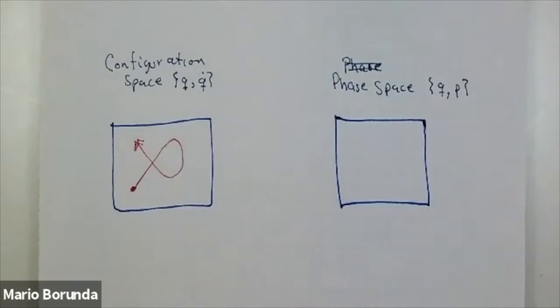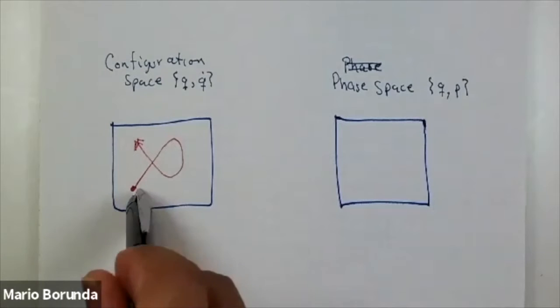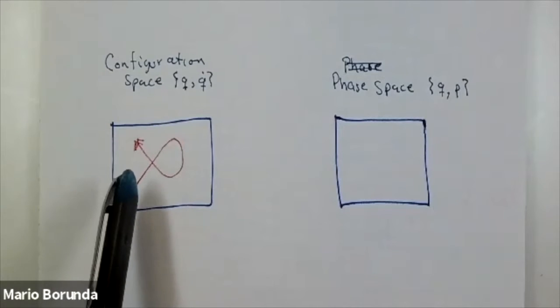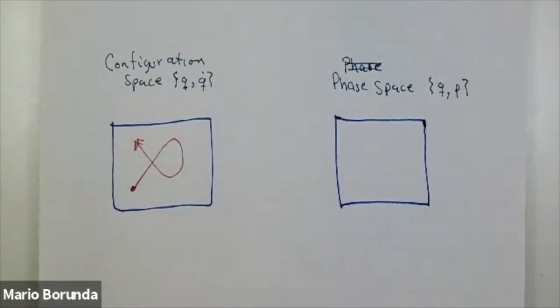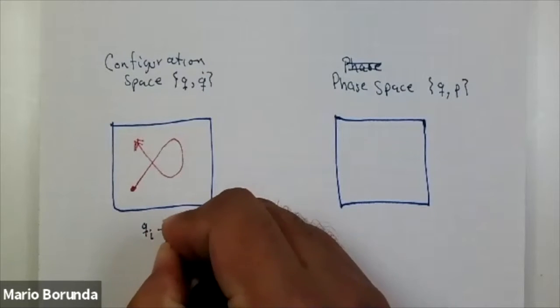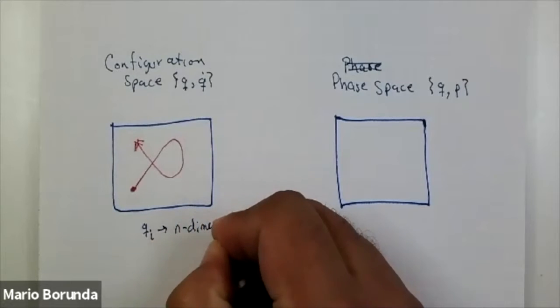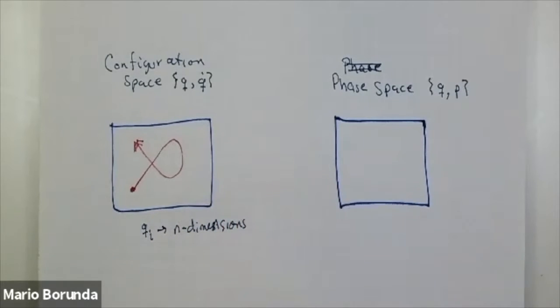Remember, in configuration space, we were thinking that there's a point q_i. So in configuration space, we're in q_i, and it's about the q's only. And you have an n-dimensional q_i that defines the n-dimensional space of the system. So this is our configuration space. The time evolution is dictated by that arrow.